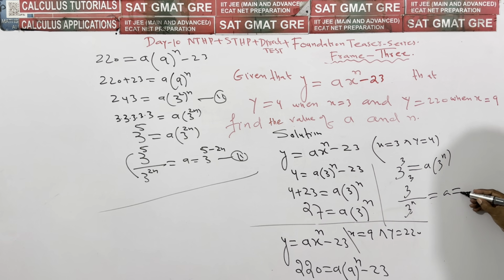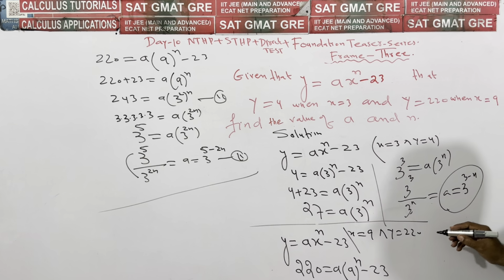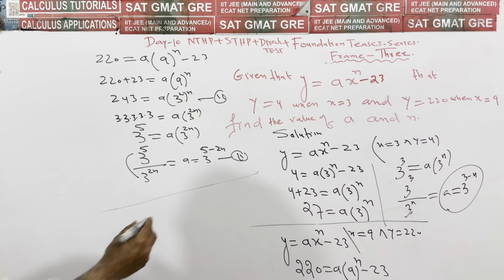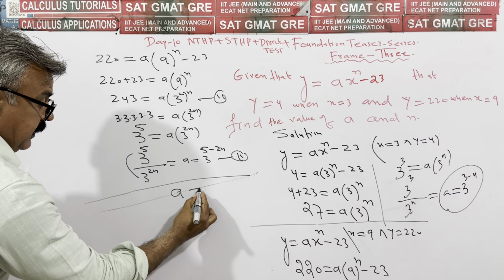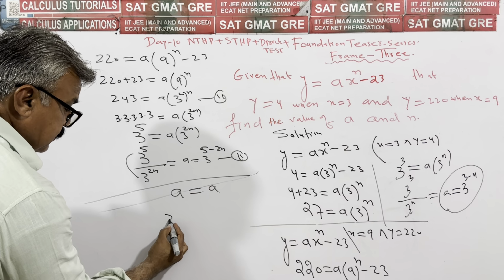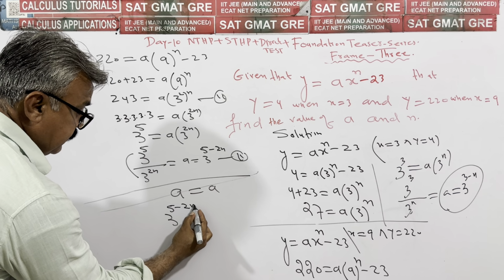Subtract lower power from upper power. It is going to be 3 raised to 3 minus n. This is the value of a from equation 1, and this is the value of a from equation number 2. Compare the values. A is equal to a. What is the value of a? 3 raised to 5 minus 2n.